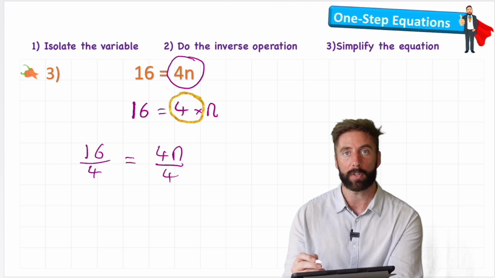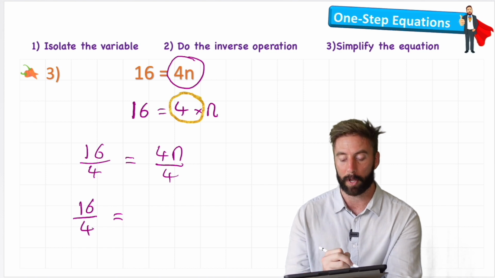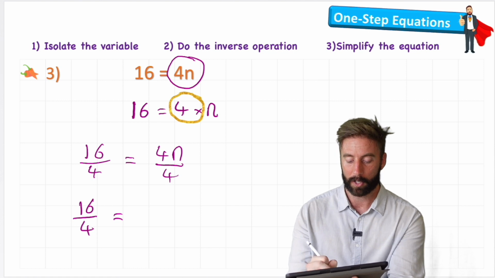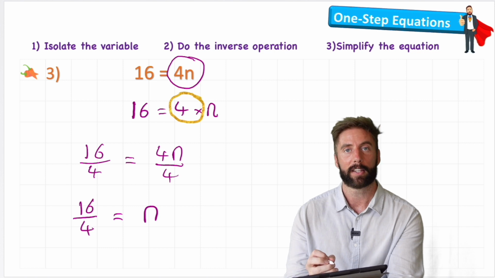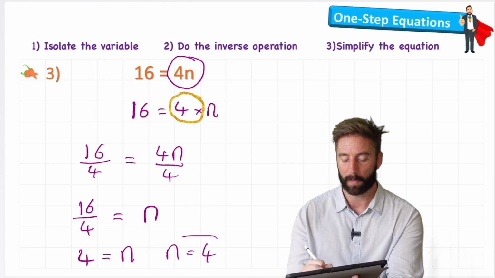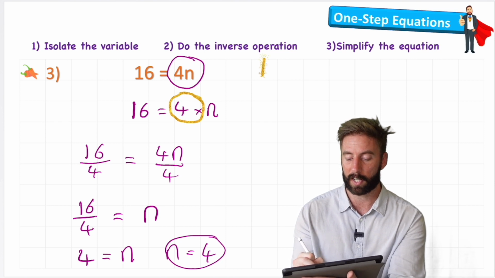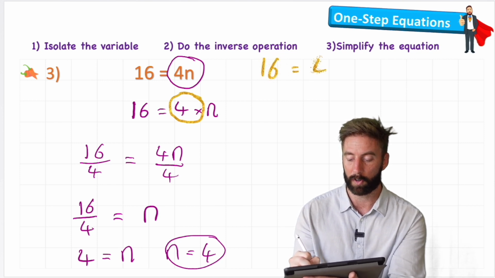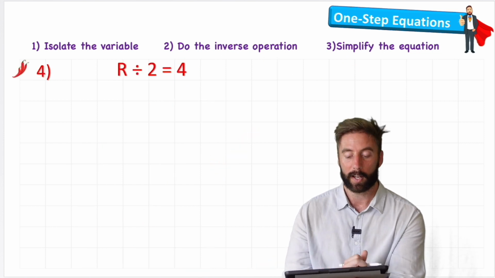What does that do to my equation? Well, I can put my first part, 16 over 4 equals, so now my 4 times n will be cancelled out by my dividing by 4, so I'm equaling n. So 16 over 4 equals n. 16 divided by 4 is 4, so 4 equals n, or n equals 4. Let's substitute it back in and see if we get the right answer then. So 16 equals 4 times 4. 4 times 4 is 16. Give ourselves a tick.